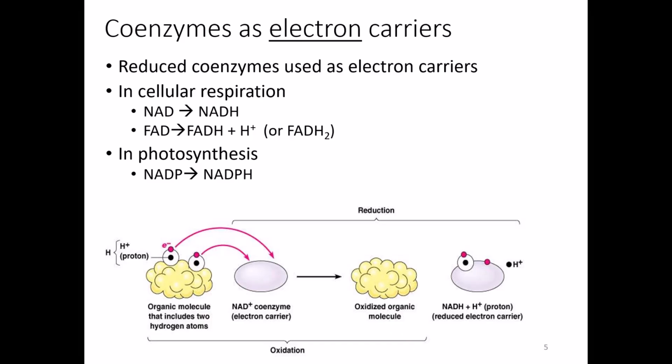So in this picture below, this first thing is not a weird googly-eyed monster. It's an organic molecule with two hydrogen atoms attached to it. And so when NAD, our coenzyme, picks up those hydrogens and electrons, it becomes NADH plus H, which is that reduced coenzyme. And then that organic molecule, since it lost those hydrogens and electrons, it is said to be oxidized.